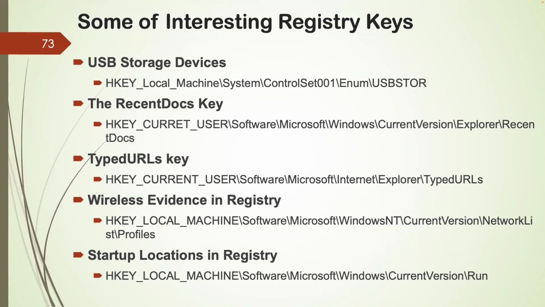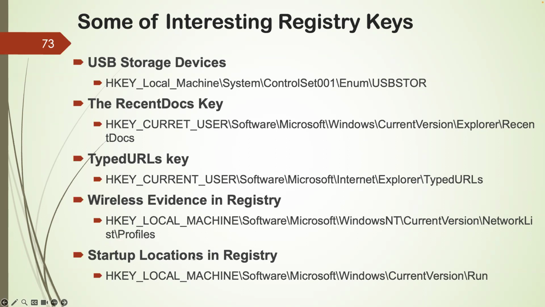But a few things that you can remember are that you can find the USB storage devices that have been connected. You can find the recent documents, like which documents or files were recently opened. You can even find the typed URLs. For example, whatever the user types in Internet Explorer is saved in the typed URLs registry key. Every time you connect to a Wi-Fi network, that information is also logged, and you can get the list of all the Wi-Fi connections this PC has connected to if you follow this Windows registry.